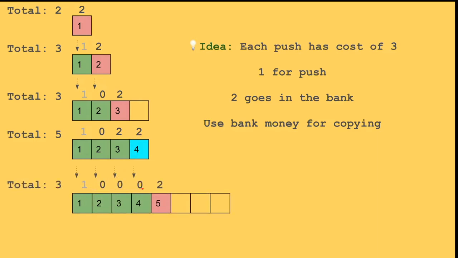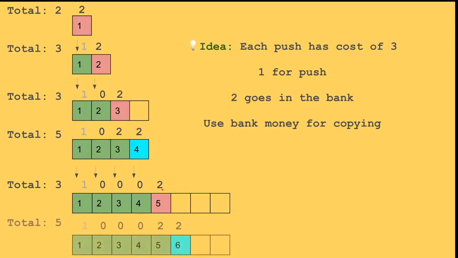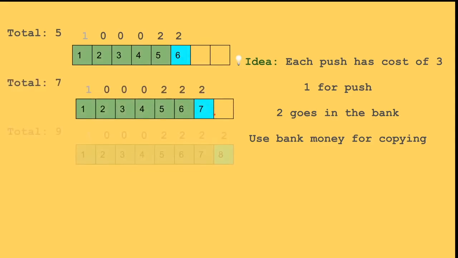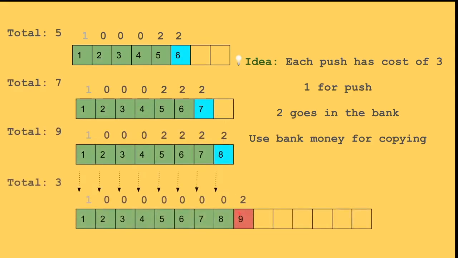For inserting value 5, I have to double the array. I spend the money I stored in the bank, I have 6, I spend 4 of it for copying 1 to 4 here. And then for 5, I spend 1 for push, 2 goes in the bank. And I keep doing this for 6 and for 7 and for 8. And then again for 9, I have to double and I use this money that I had in the bank to move or copy 8 numbers in the new array.